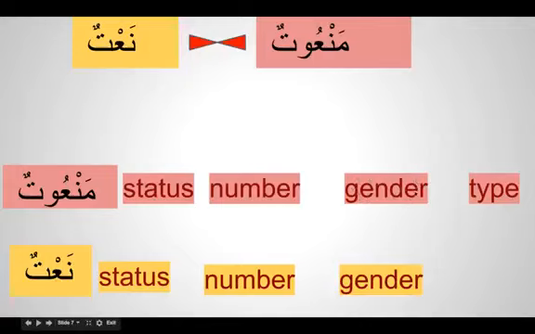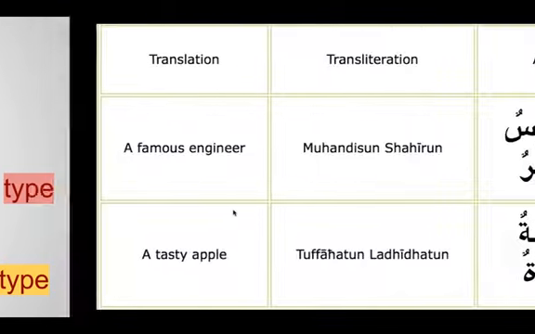If the man'ud, the noun or the subject, is feminine, the naat will also be feminine. And finally, if the man'ud, the noun, is indefinite, the naat will also be indefinite. So it copies everything: its status, its number, its gender, its type. If you see two nouns matching in all these four characteristics, then we know one is naat and the other is man'ud. Let's do some examples inshallah.